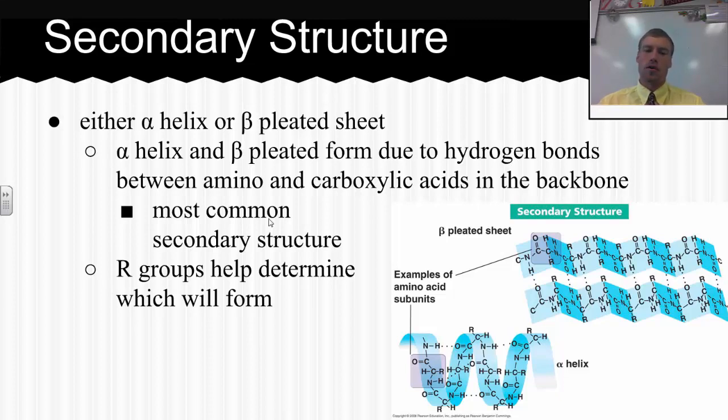The R groups help to determine which one is going to form, because if the R groups are running into one another or they're interacting with each other at a chemical level, it's going to impact whether or not you can actually form that alpha helix or that beta pleated sheet, or if nothing is going to form at all.